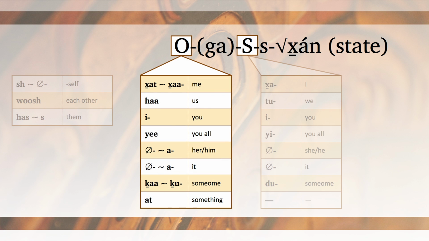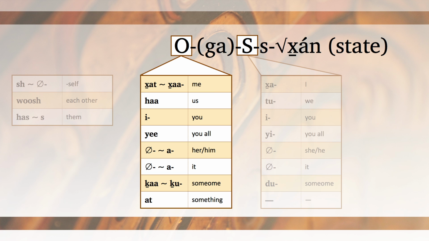This leads us back to the object pronouns. You'll notice that some of them have multiple forms. These are the ones with the tilde between them. This means it could be one or the other depending on the situation. For now, let's focus on the third person: her, him, or it.